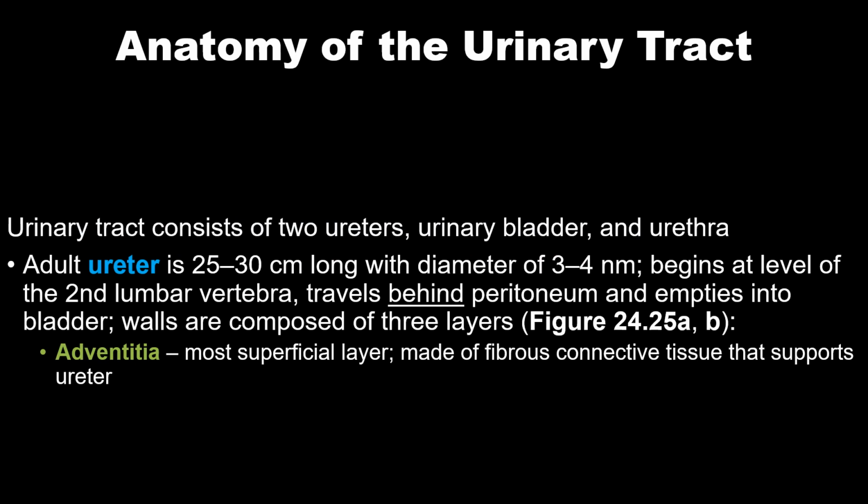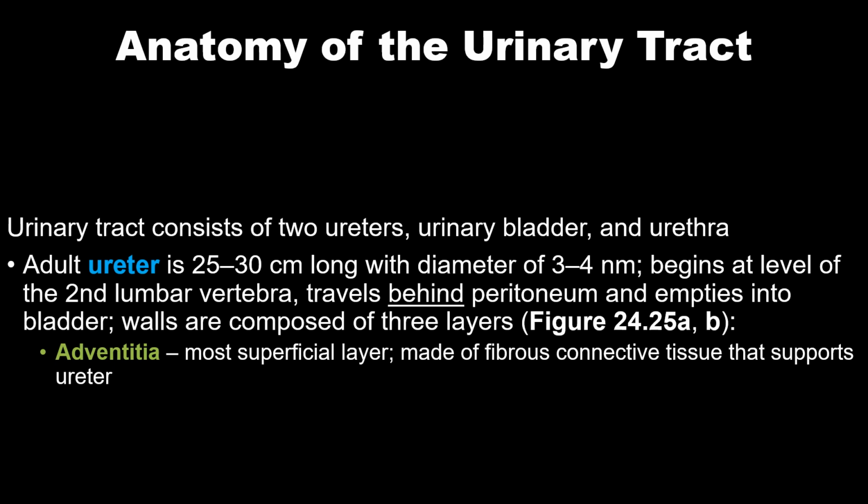Now, let's talk about getting rid of the urine, all right? The urinary tract is going to consist of two ureters, the urinary bladder and the urethra. And we're going to talk about their anatomy and their histology here and the differences between males and females. So first we start with the ureters, and the ureters are going to transport urine from the kidneys to the urinary bladder. They're generally about 25 centimeters long with about 3 millimeters in diameter in an adult, and they begin roughly at the level of the second lumbar, traveling behind the peritoneum, emptying into the urinary bladder.